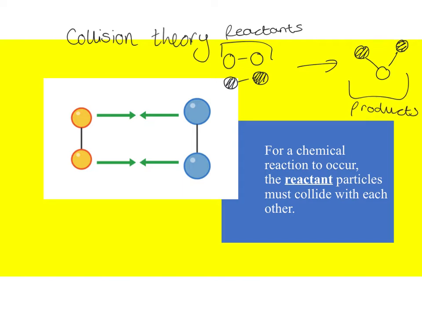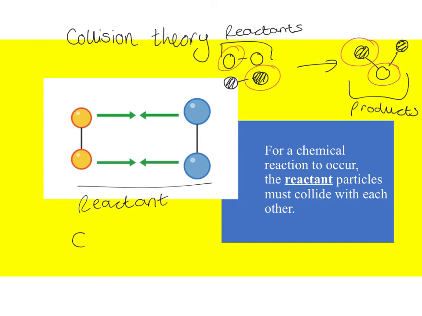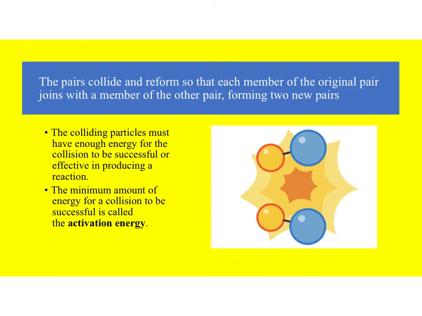Okay, so for us to make a new product, can you notice how you've got the same type? Okay, so nothing new has been made. You've got this one and this one, and then this, you've still got the same type, and we'd say they're the same type of atoms. So for a chemical reaction to occur, these reactant particles need to collide, okay? In chemistry, we don't use the word bump in, we use the word collide, okay? They must collide with enough energy, okay? So colliding particles must collide with enough energy to be successful or effective in producing a reaction, okay?